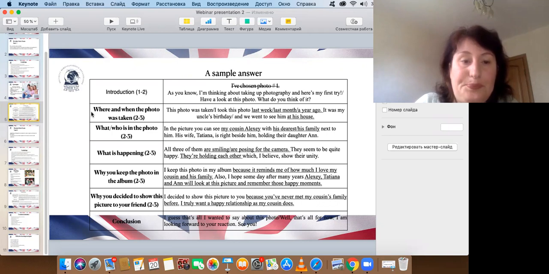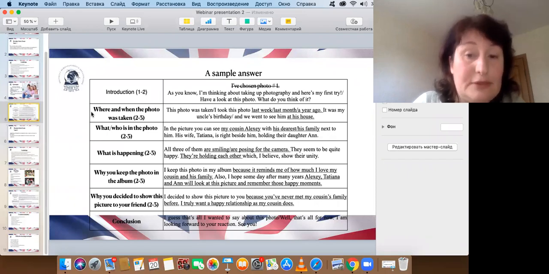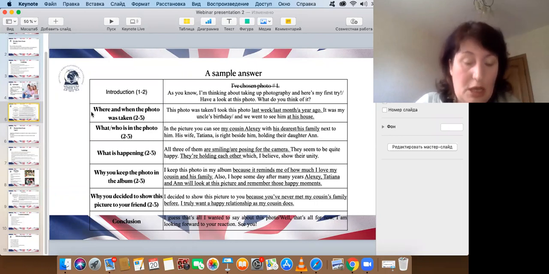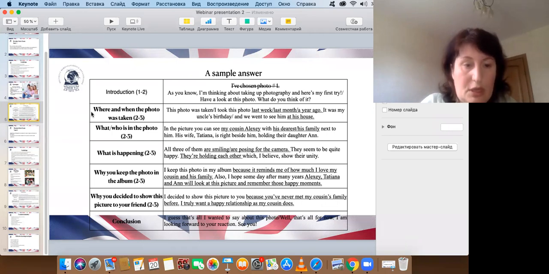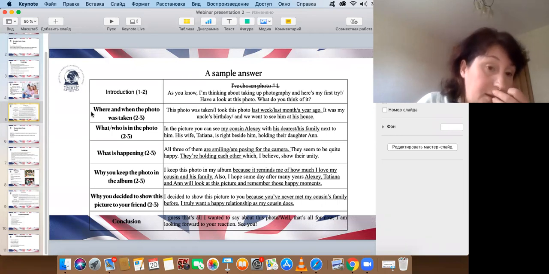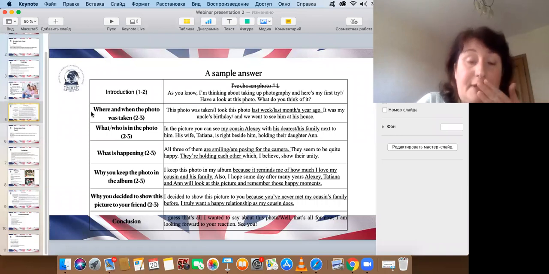So, don't forget that you have to share. Okay, last year she went to Europe and took this photo in Paris. And you have to add, have a look at this photo. What do you think of it? Because you wait for your friend's reaction. Lada, let's make things more simple. How many sentences? There will be 5, actually.